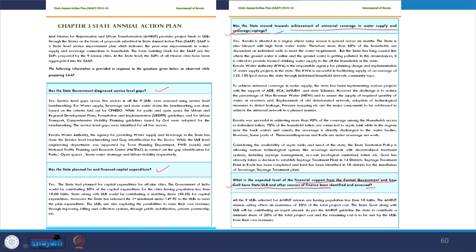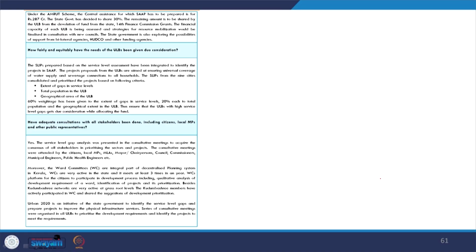Like we had seen, the state and ULBs also share the financial burden. So, this particular aspect ensures that those resources have been identified so the projects can be completed on time. We also see questions like how fairly and equitably have the needs of ULBs been given due consideration. So, how different sectors and geographical areas have been seen among the ULBs.